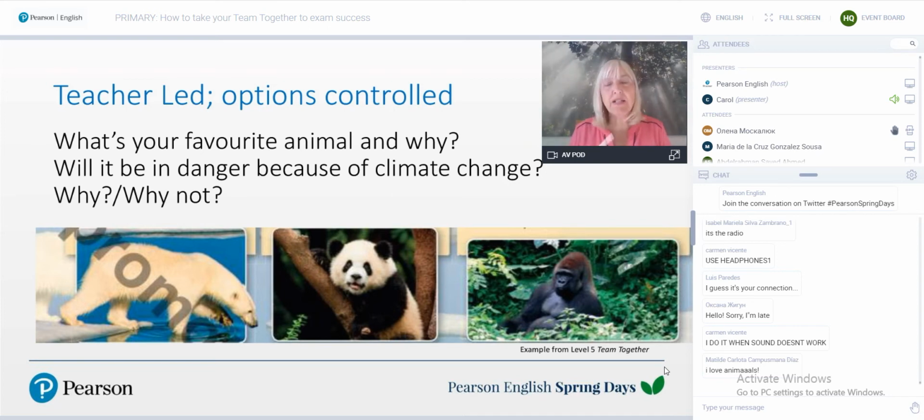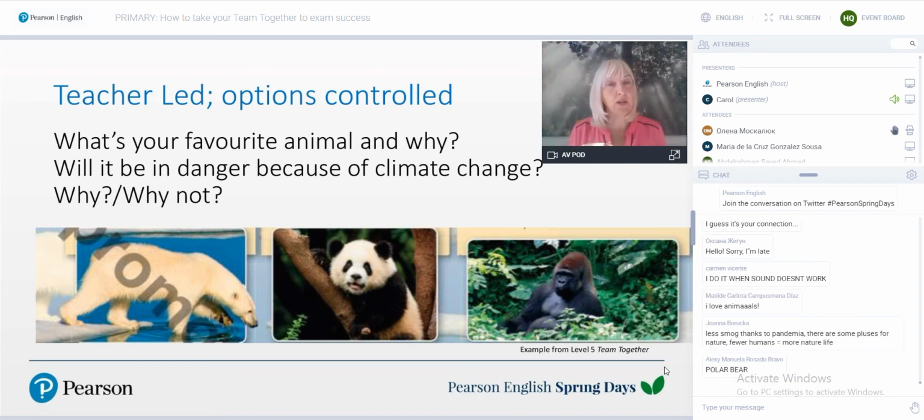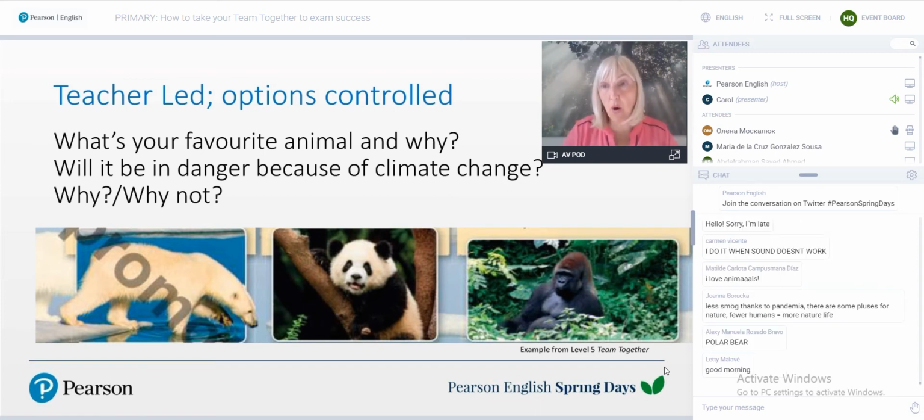And as I said, these images are actually taken from level 5 of Teen Together, where students are asked to talk about their favourite animal and why. So we're giving students the information into their brain. Now, what you can do to push this forward is to ask them to make a connection. So you might say, name one more animal that you think would be affected by global warming.